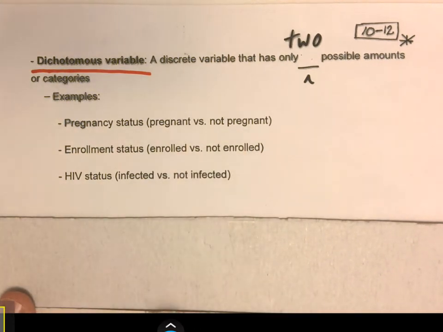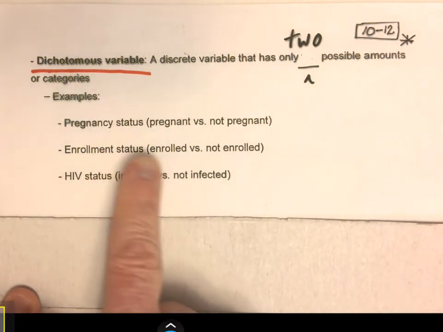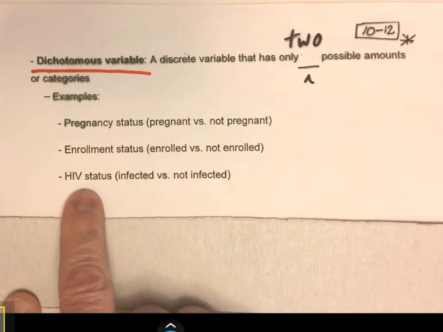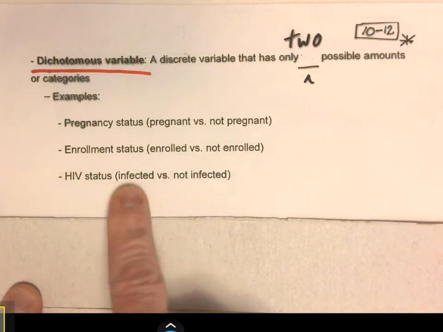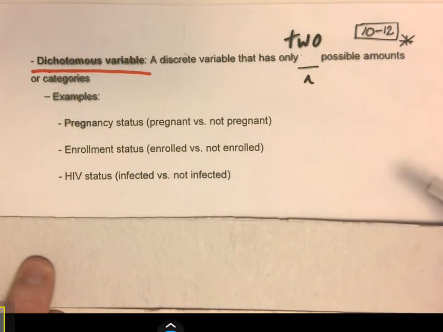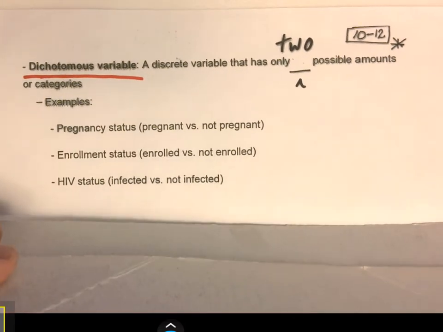Only 2 categories possible. Enrollment status at a university. You're either officially enrolled or you're not enrolled. There's no 3rd category. HIV status. You're either HIV positive or HIV negative. There's no other categories when it comes to HIV status. Those are all examples of dichotomous variables.